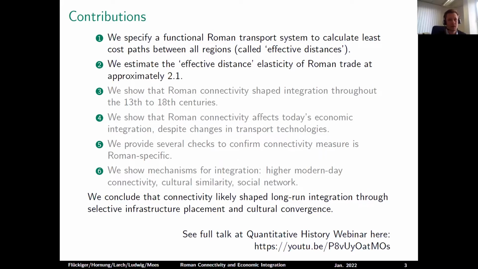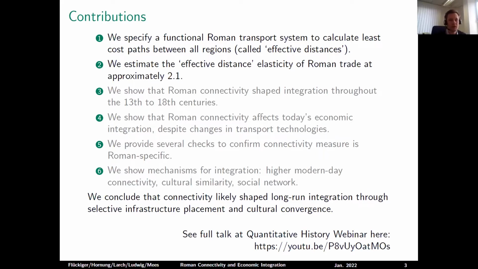And this elasticity, we estimate it at approximately 2.1, meaning if you go 1% further away, trade will decline by 2%. That's roughly the interpretation of what we're doing. And this tells us something about whether market forces are at work in the ancient Roman trade system. And then in the paper, we do a lot of other things.